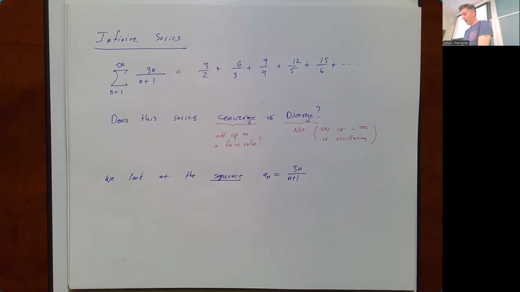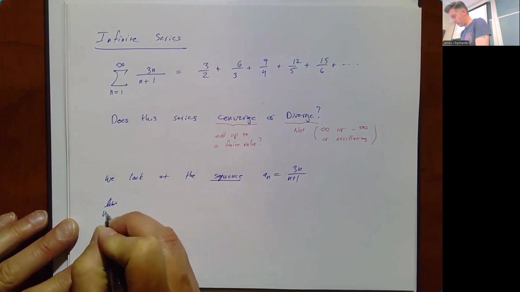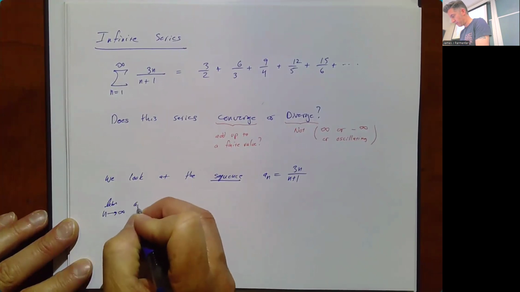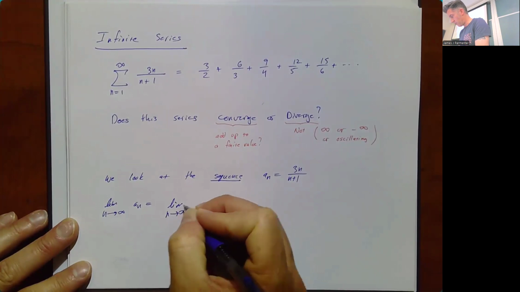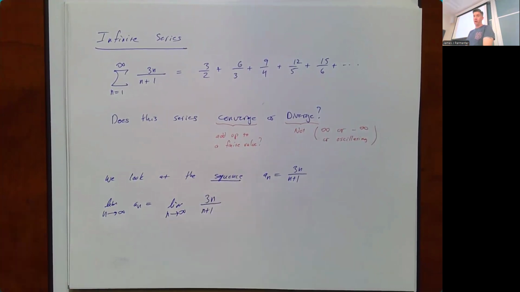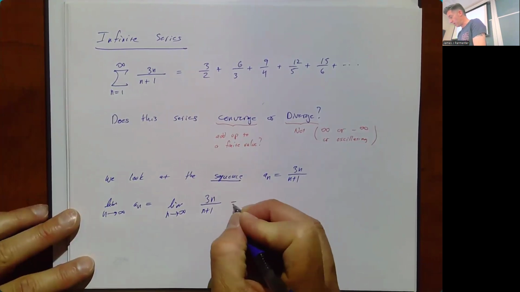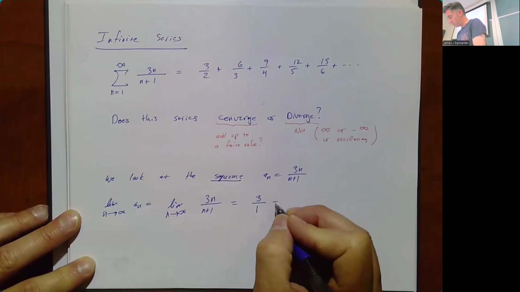So if we look at the limit as n goes to infinity of our sequence, I'm going to get the limit as n goes to infinity of 3n over n plus 1. Again, noting that both the numerator and the denominator have the same degree, that limit is just going to be the quotient of those leading coefficients, which is 3 over 1, which is 3.